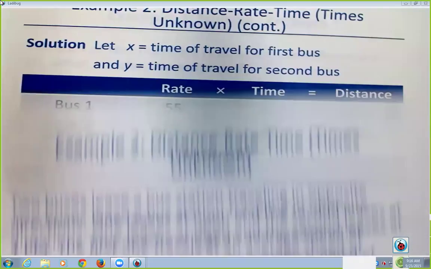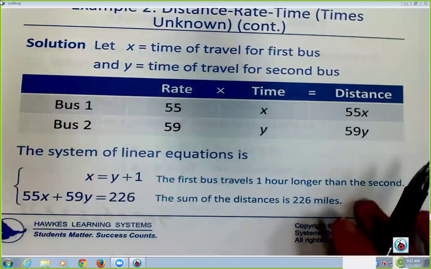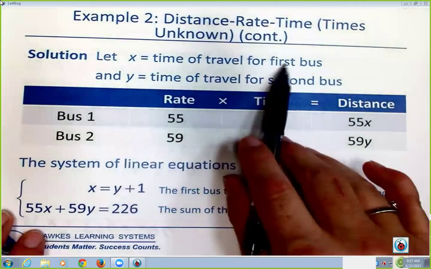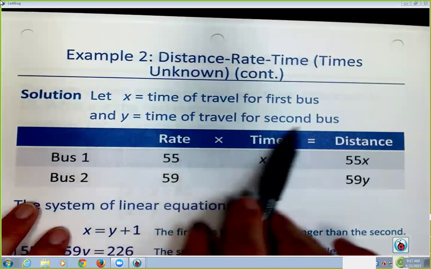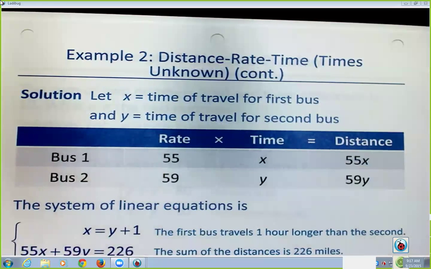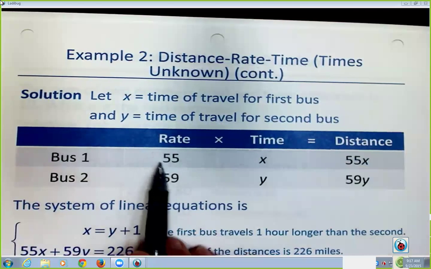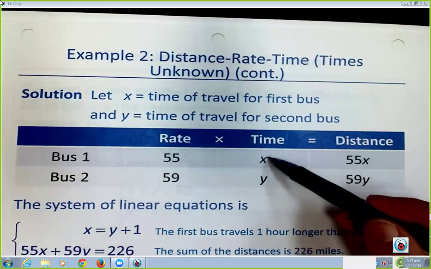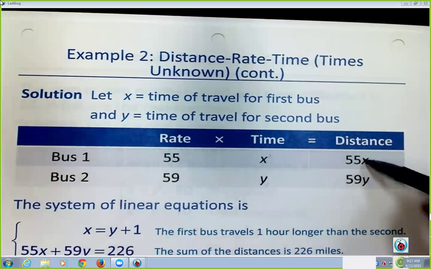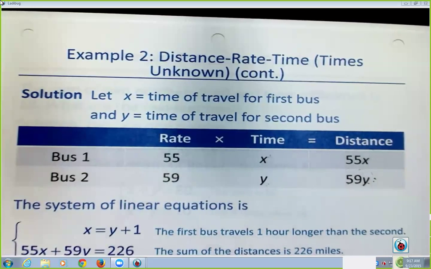So now if we continue on, we're going to let the time of travel be x for bus 1 and y be the travel time for bus 2. So what did we know? Well, we know bus 1 was traveling at 55 miles per hour. Bus 2 was traveling at 59. The times are different, x and y. So 55 times x gives me my distance for bus 1, and 59 times y gives me the distance of my second bus. So what do we know?